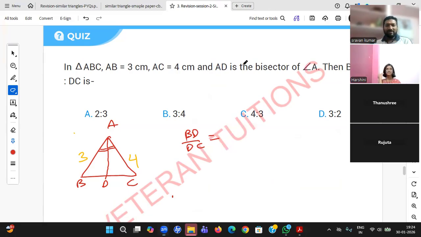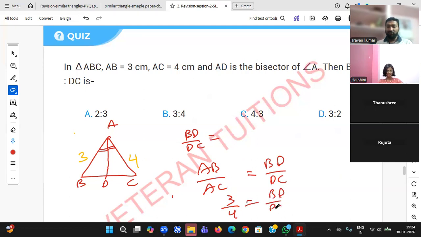So obviously, just now we have seen AB by AC equals BD by DC. When should I use this? If there is a phrase like AD is an angle bisector, only then I need to use this. So AB by AC, 3 by 4, equals BD by DC, and that is what he asked. So 3:4 is the right answer.